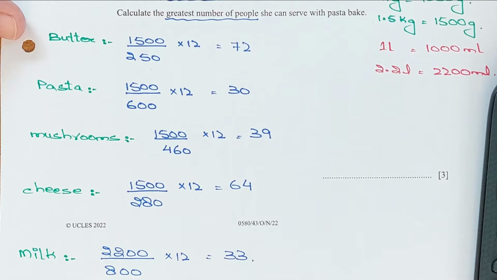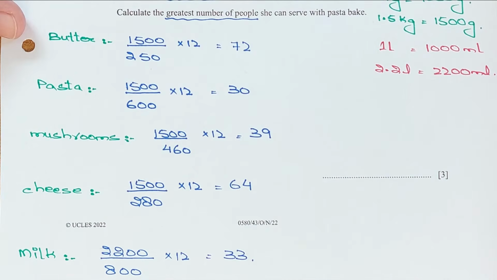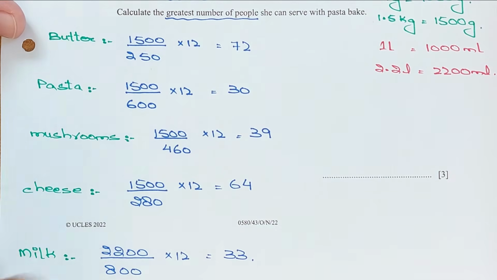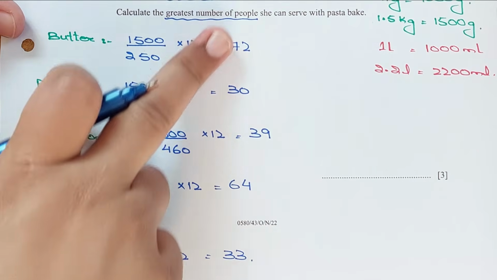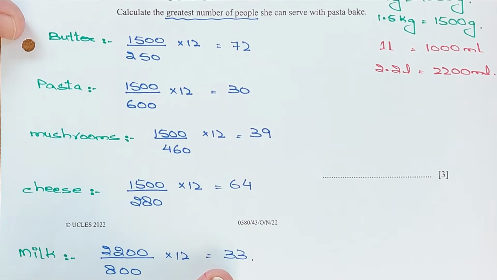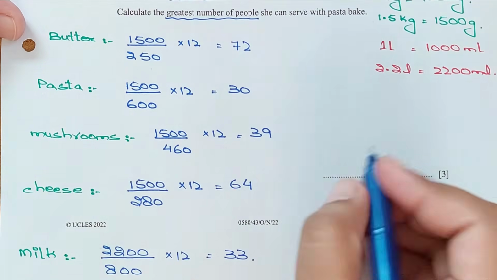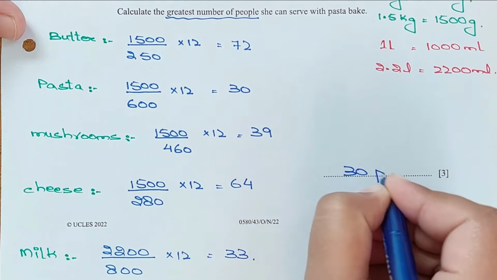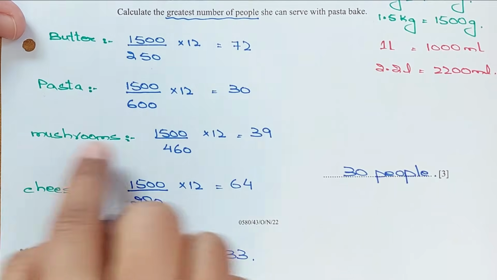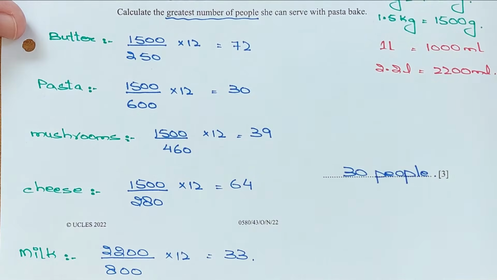Now we have to calculate the greatest number of people she can serve with the pasta bake. With all these calculations, you have to find the least one basically. That least one is the greatest number of people she can serve. So the minimum among 72, 30, 39, 64, 33 is 30. So she can serve 30 people with all the ingredients: butter, pasta, mushroom, cheese, and milk.